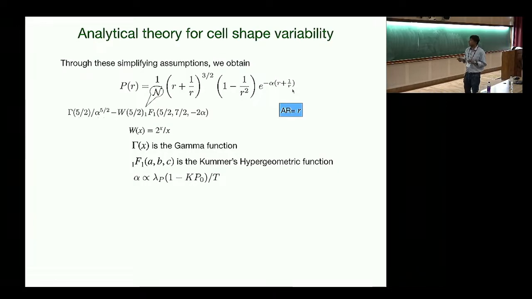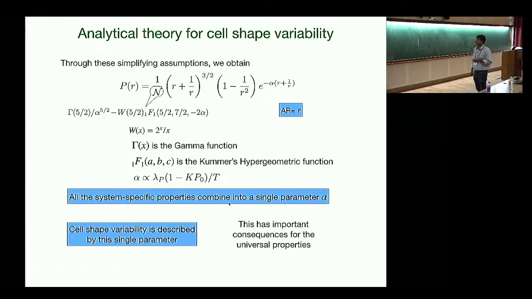This 3 by 2 comes from a particular mathematical property. For a closed loop object, you will always get 3 by 2, and it's not coming from any other details. All the system specific details enter into a single parameter alpha, which is written here: lambda p times 1 minus k p naught, divided by t. Here lambda p is the perimeter constant, k is a constant, p naught is the preferred perimeter, and t is the temperature. So all the system specific parameters combine into a single parameter, and that determines the cell shape variability. This has important consequences for the universal properties.